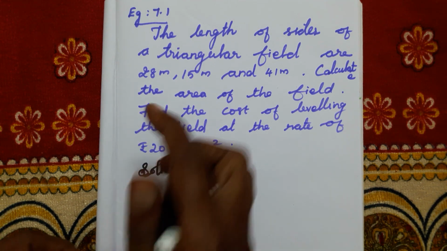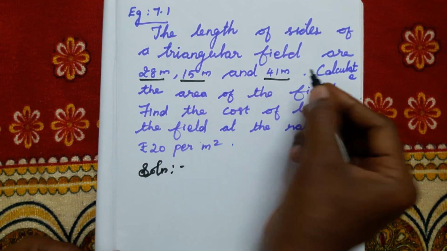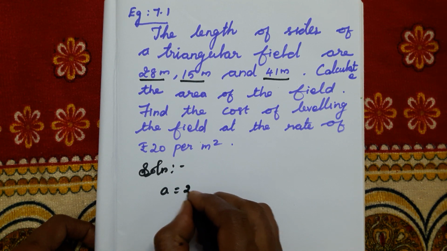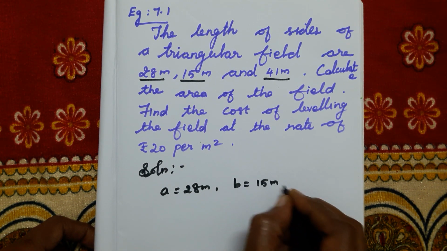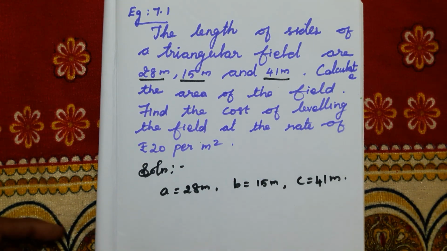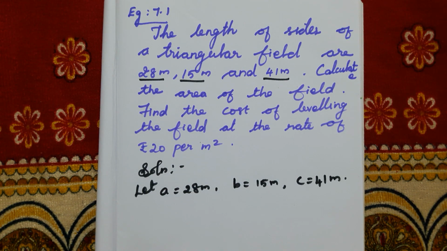First we want to find out the area. We have already been given three sides. These three sides we can take as A, B, C. Let A is equal to 28 meter, B is equal to 15 meter, C is equal to 41 meter.